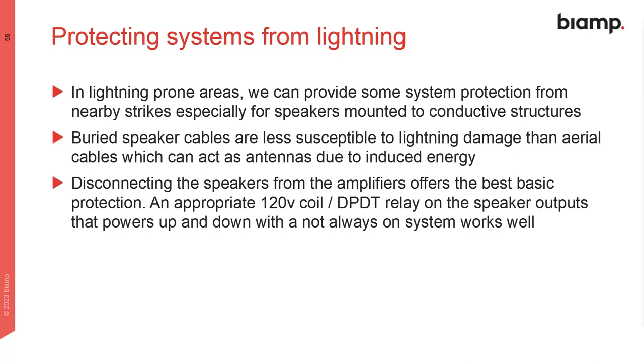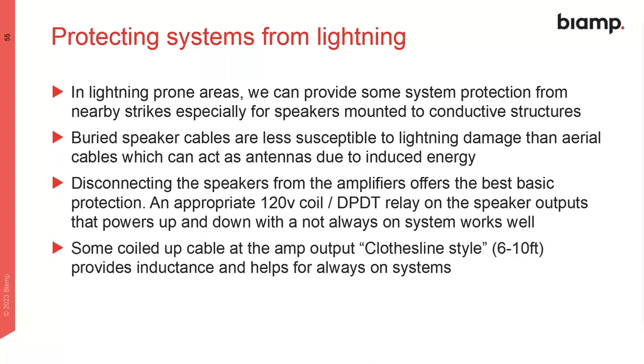Disconnecting speakers from the amplifiers offers the best basic protection. Get a 120 volt coil, double pole, double throw relay, and put that on the speaker output, so when the system turns off, speakers are disconnected from the amplifier output. There's no path back to ground for the current from a nearby strike. Believe it or not, some coiled up cable at the amp output in the back of the amp rack, clothesline style, provides inductance, and it actually provides quite good protection and resistance from nearby lightning strikes. So consider that as something that's pretty easy to do, and dress it up however you need to.